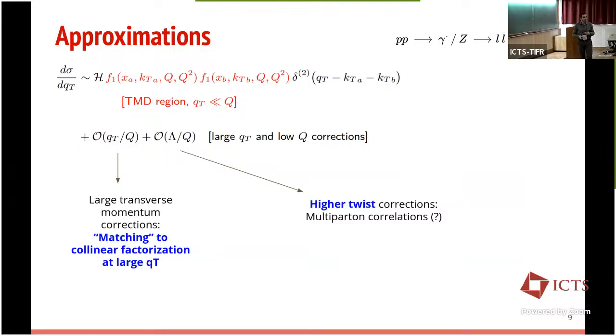Yes. I was curious to know, if one wanted to prove factorization for some process, how would one go about doing that? Like, what would be the?